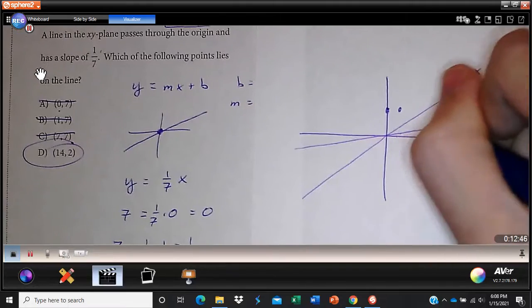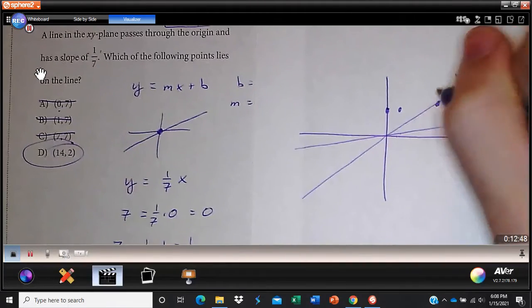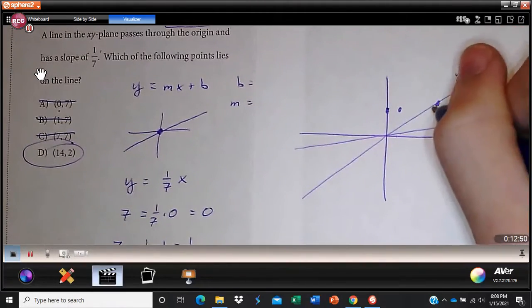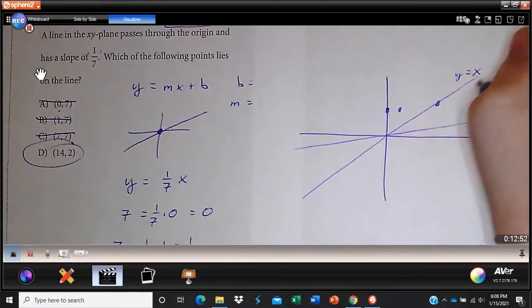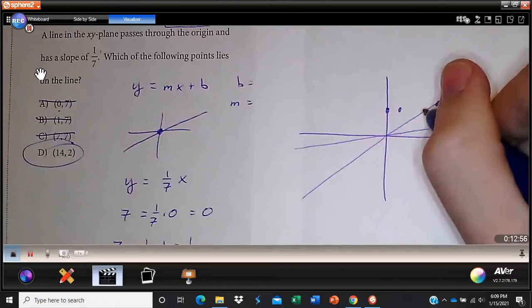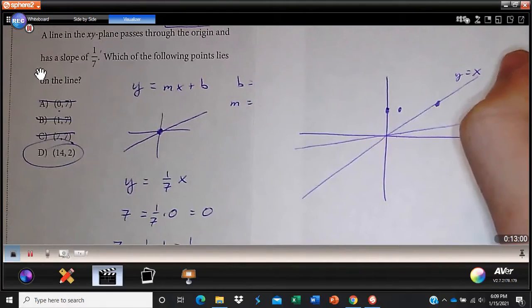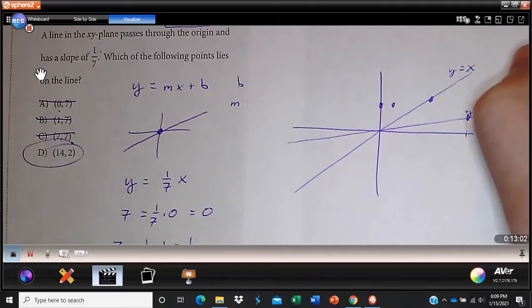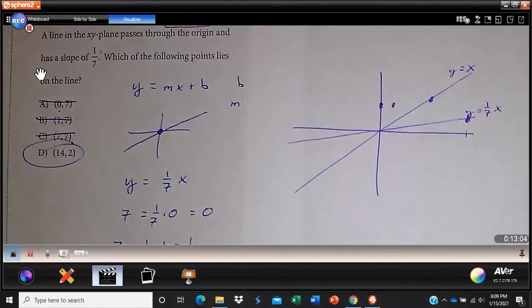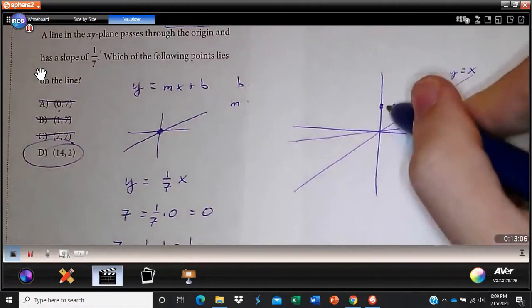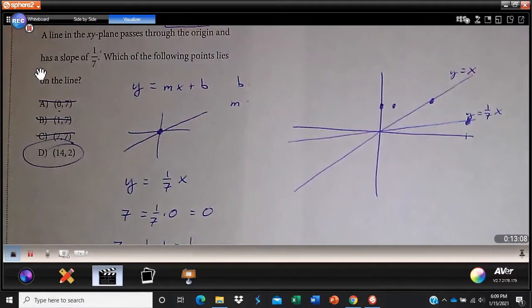And then we have 7, 7, which would be like out here or so, which would actually lie on the reference line, but that's different from our line. And then the only point that's actually below our reference line is 14, 2, which is like out here or so. So it's actually the closest to our line. So you can think of it that way, and then you can actually cross off the first three options pretty easily.